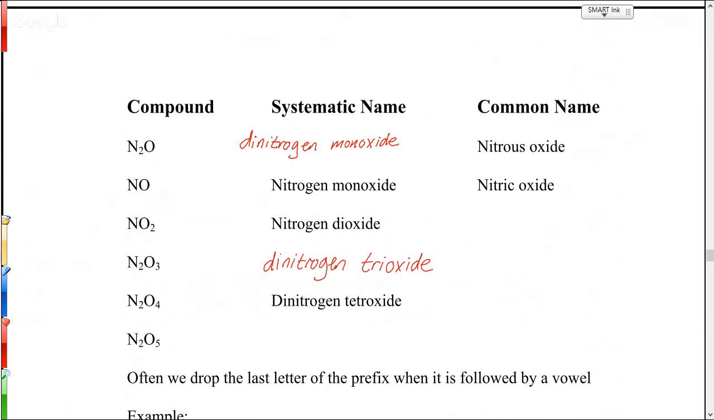And then the very last one, you want to give that one a try? Dinitrogen pentoxide. Yep, you got it. Dinitrogen pentoxide.